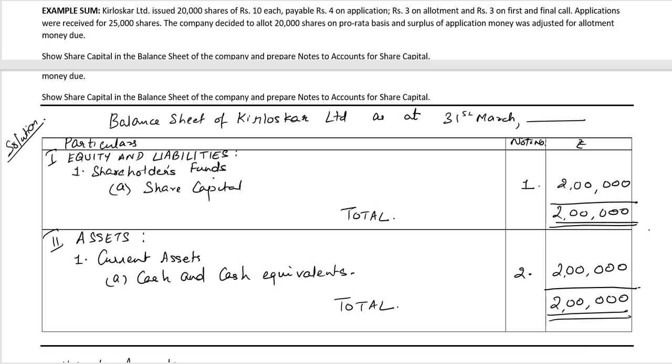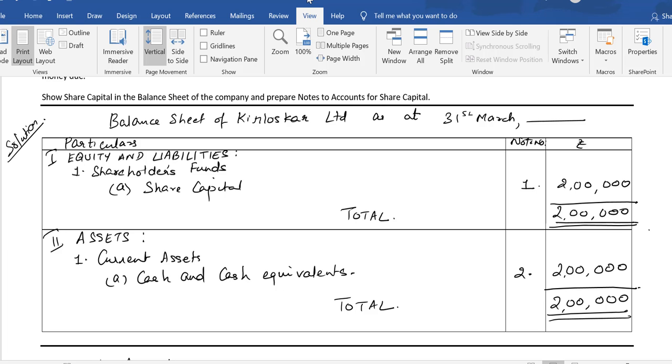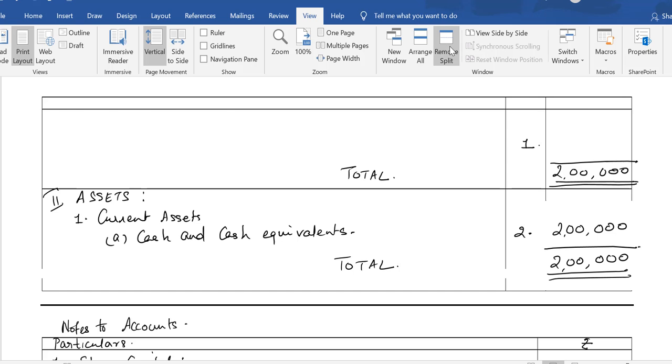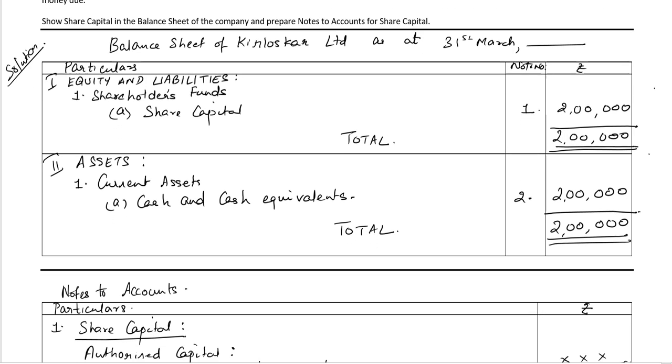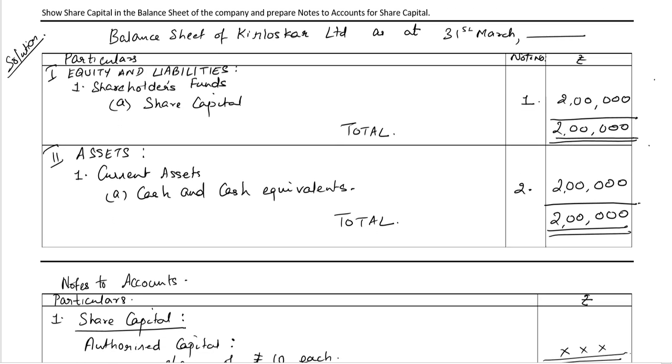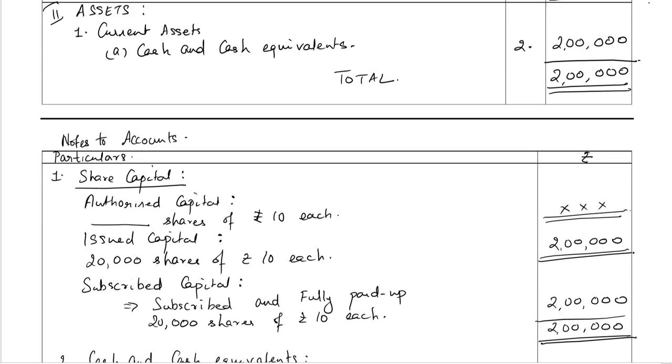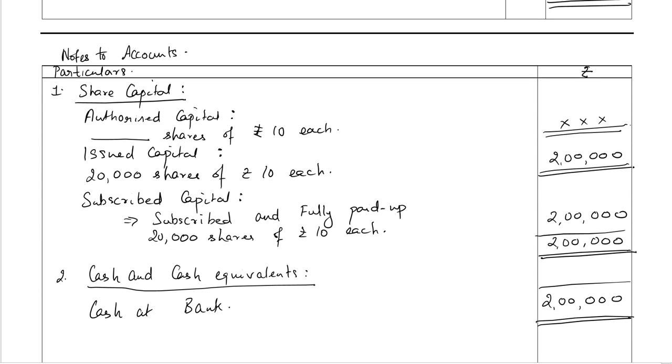So we completed the solution. I'll remove the split and we can view the entire answer. So that's the sum on top. The balance sheet, which is the solution, and the notes to accounts for share capital and cash equivalents. Let's go on to the second example sum.